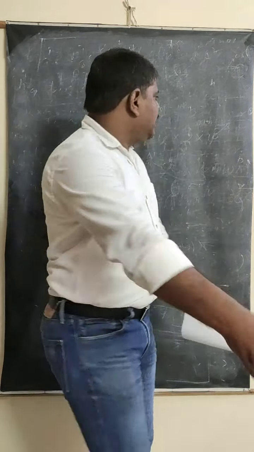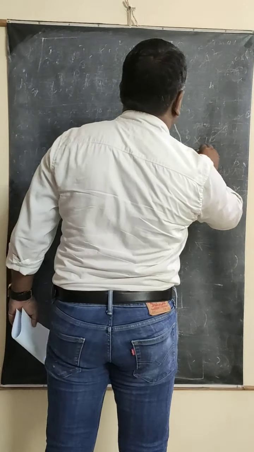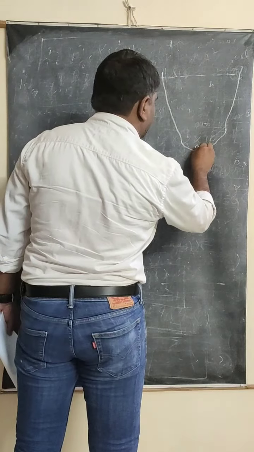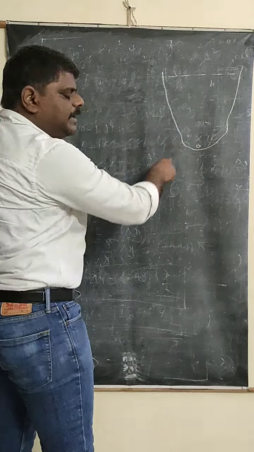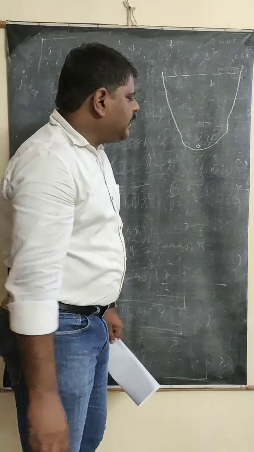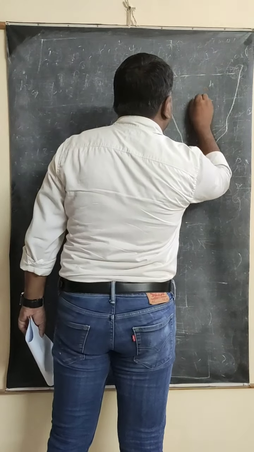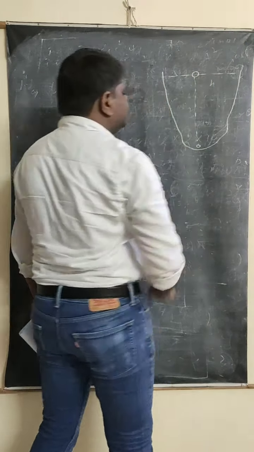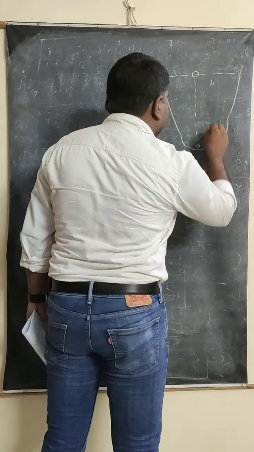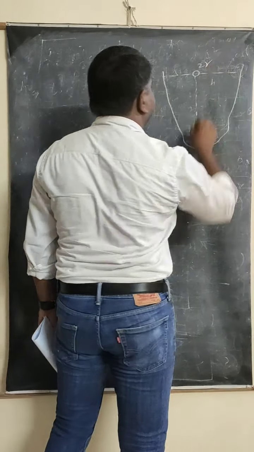Welcome back, students. The problem says that an air bubble is traveling from the bottom of the lake to the top of the lake. Let us say this is the lake, and the water level is up to this point. Here the air bubble is there. At the bottom of the lake the pressure is more, so the size of the bubble is very small. While it goes up to the surface, the size of the air bubble increases. Here the radius is R, and here the radius is 2R.